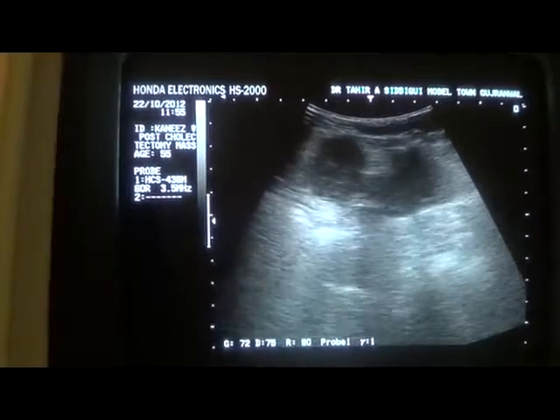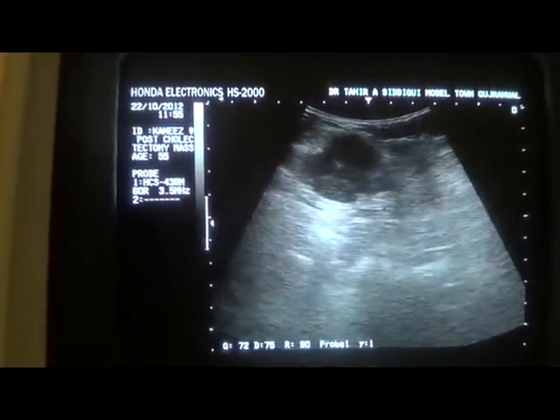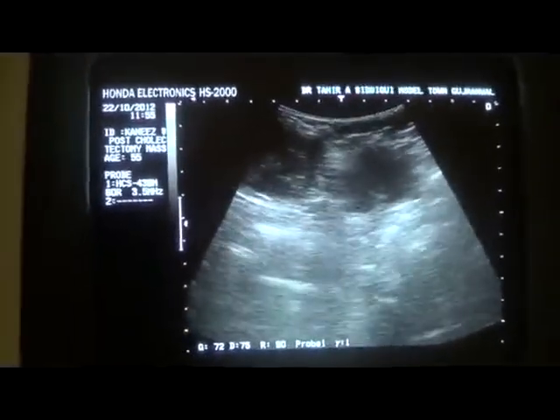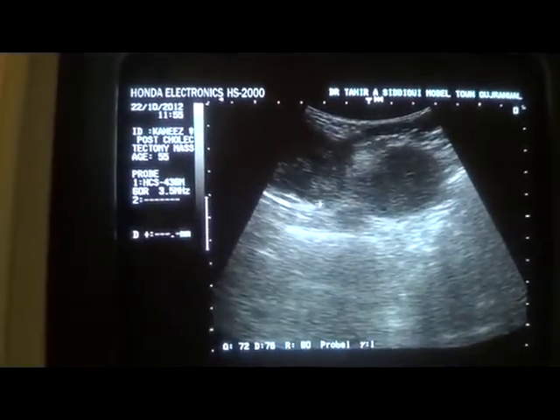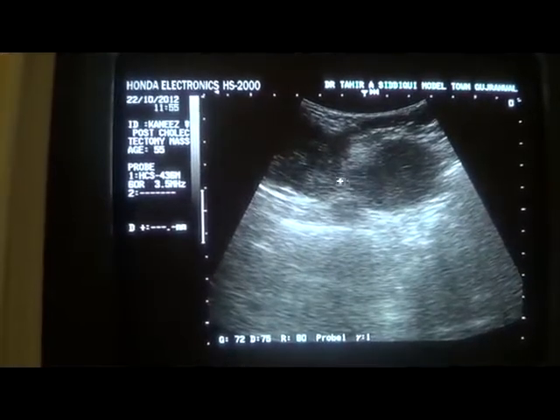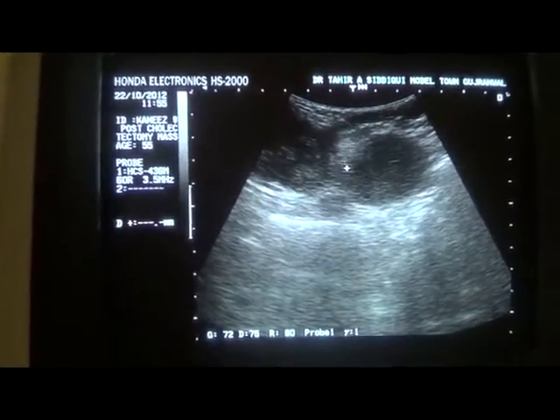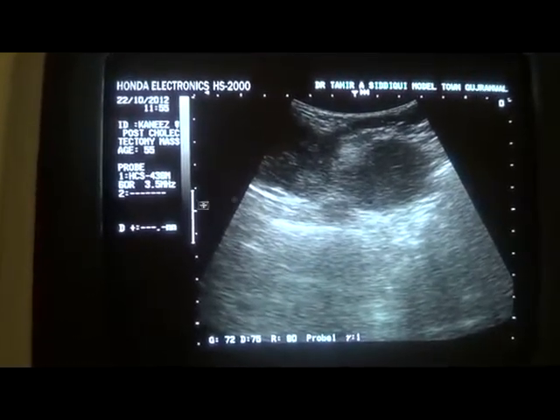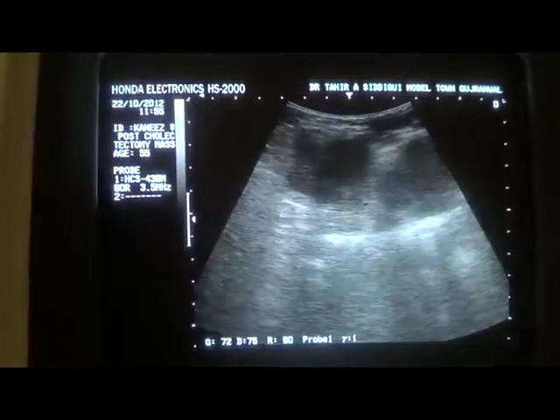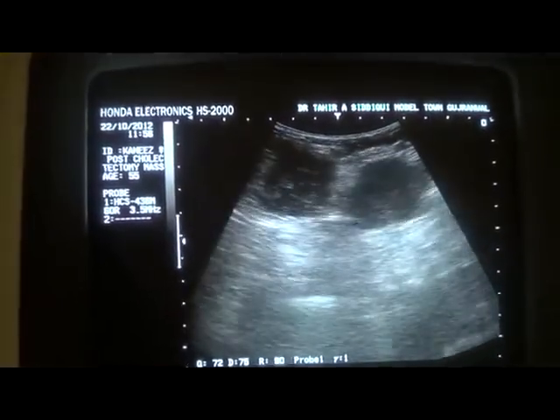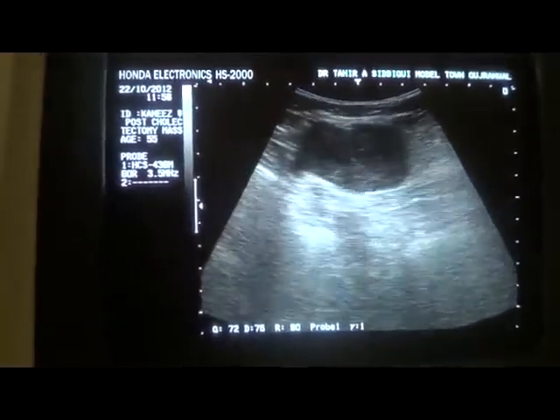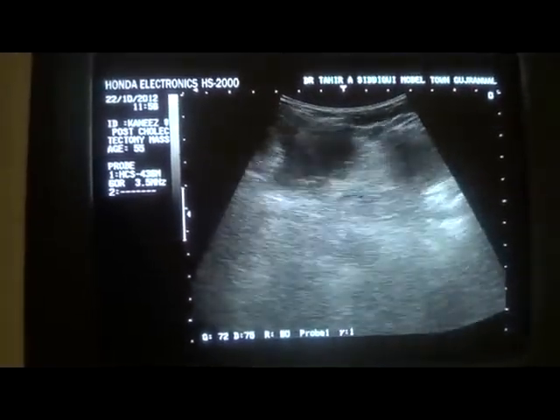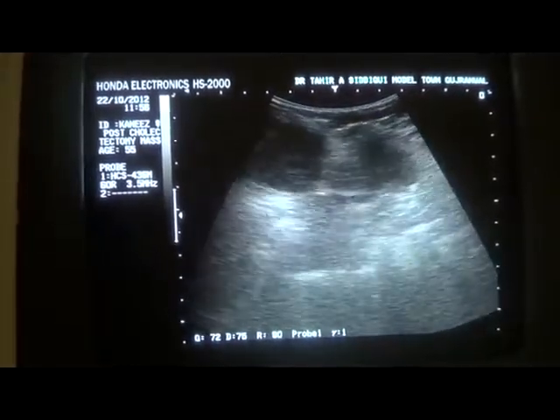It extends posteriorly and medially. This is the lateral one, and this is the medial one, and they are communicating with each other just below the skin. This is the peritoneal line, and this is the extraperitoneal masses, having internal calcifications, most probably consistent with collection of infective nature unless proven otherwise.